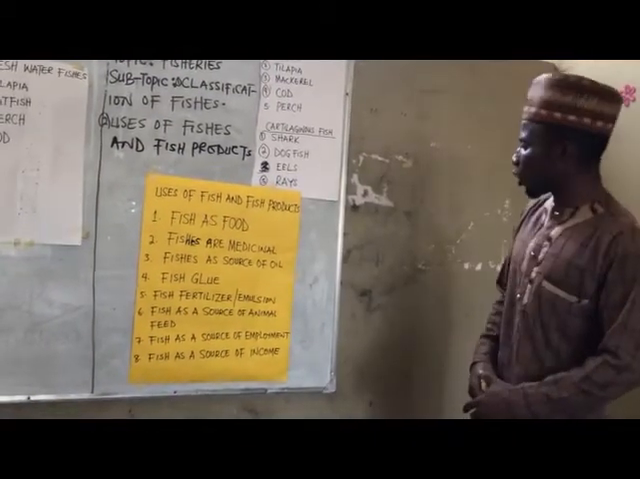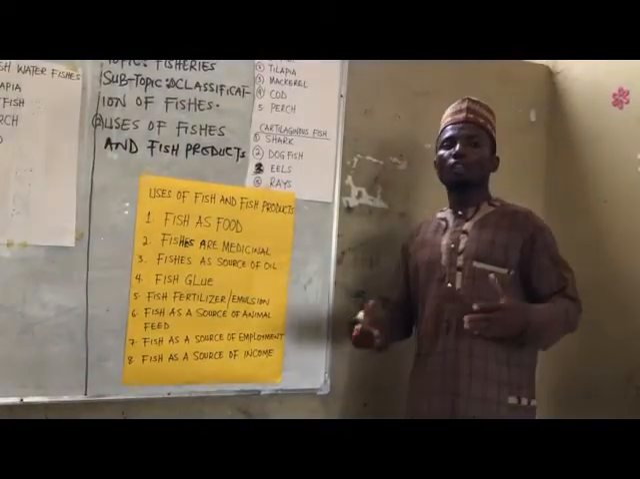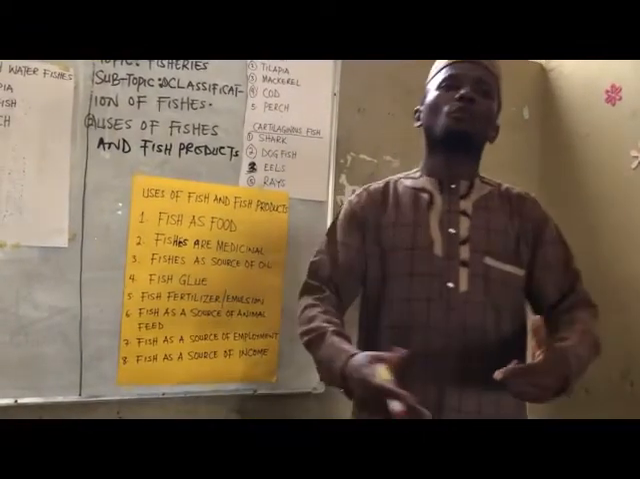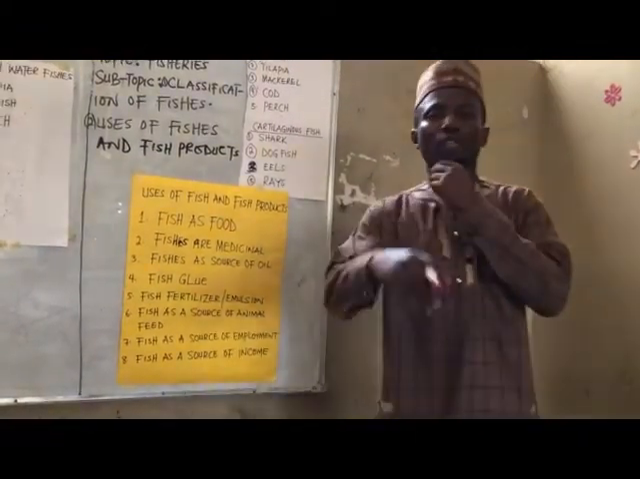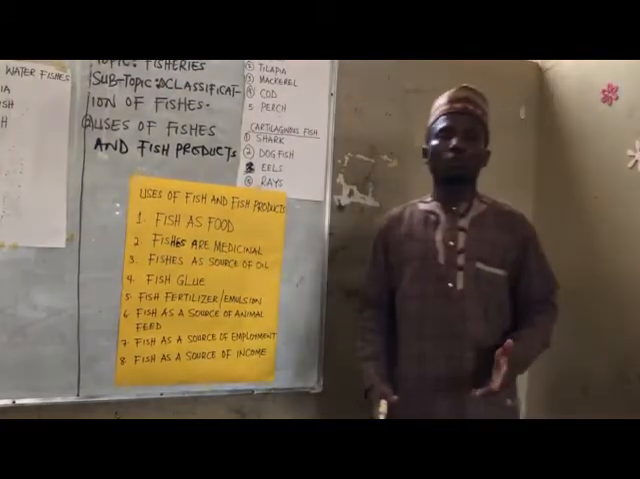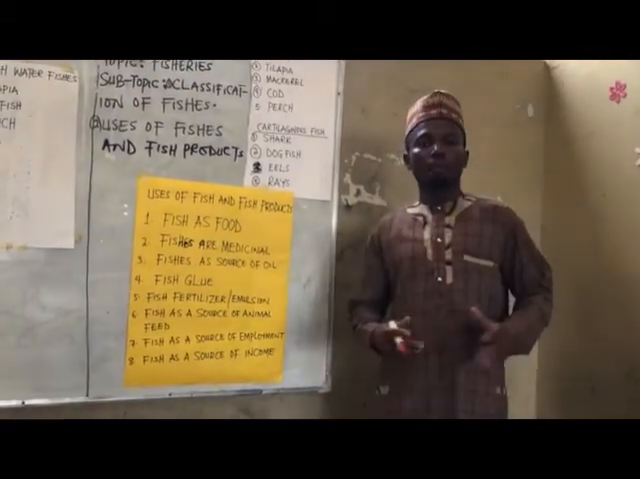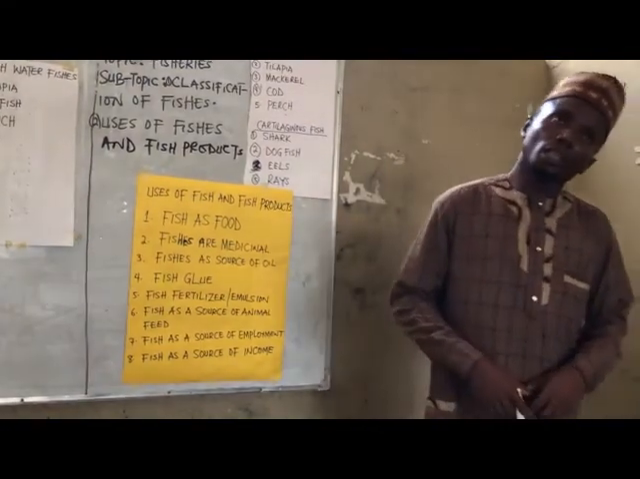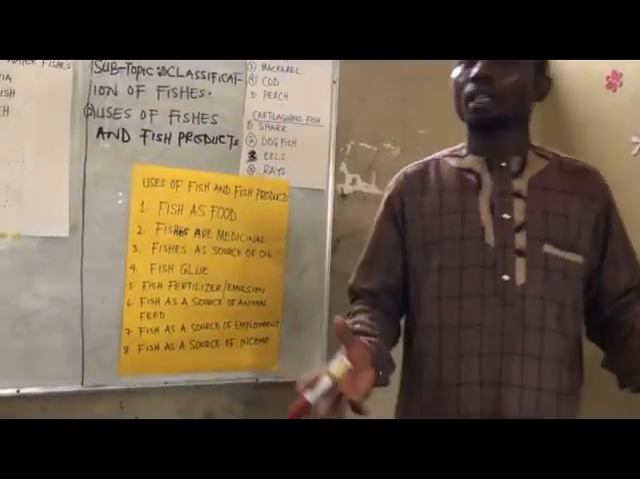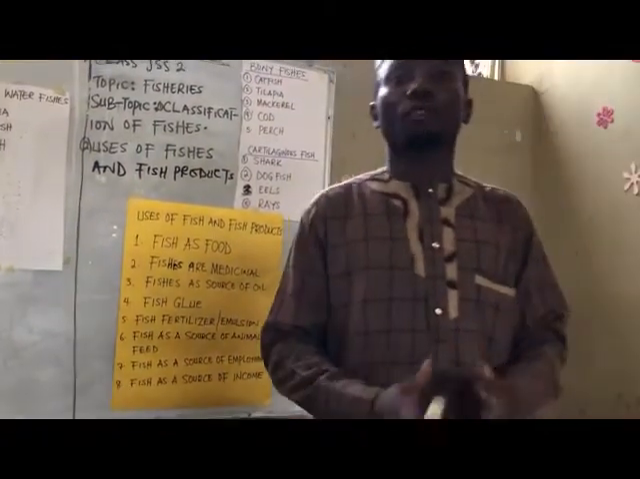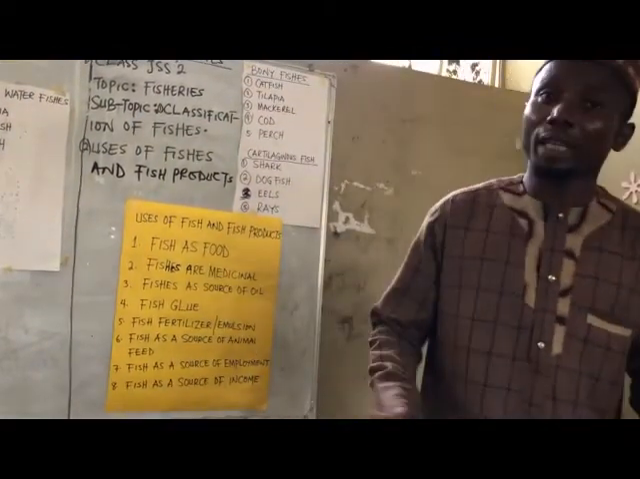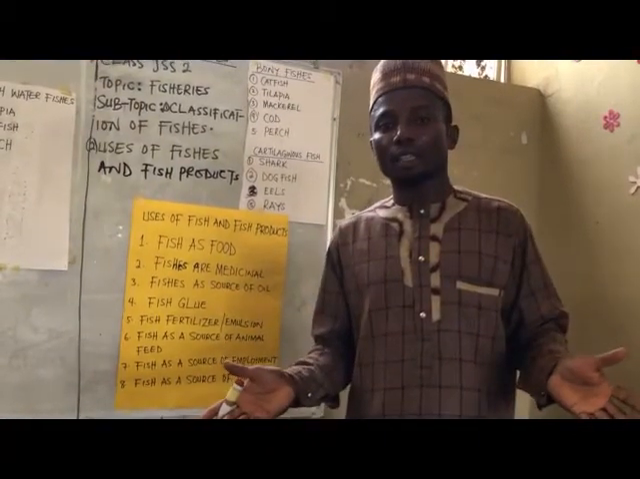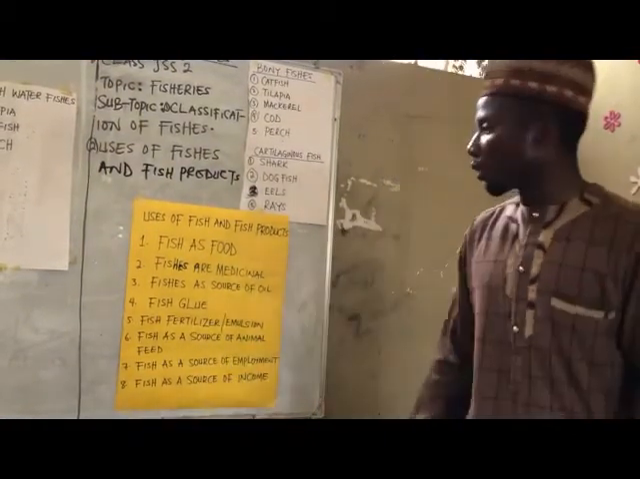Then let's quickly look at the last one here, but not the least. Fish as a source of income. When you go into fish farming, your primary aim, especially when you take it as a form of business, is to earn money. So when you raise your fish to maturity stage, the next thing is to take them to the market and you earn your money from there. So that is the income we are talking about.